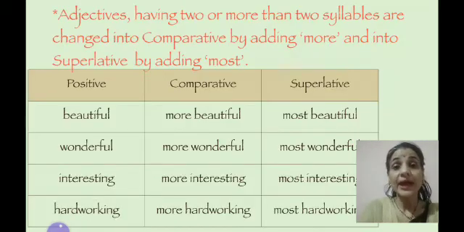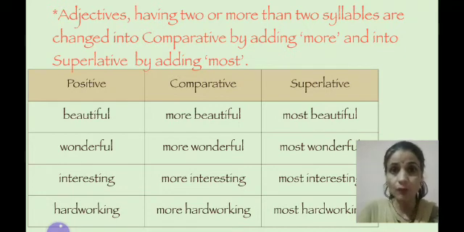Next rule is adjectives which have two or more than two syllables. Syllables means parts, how we pronounce that.